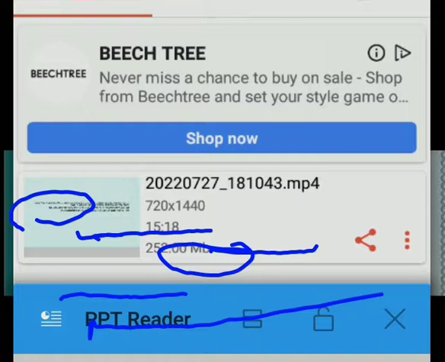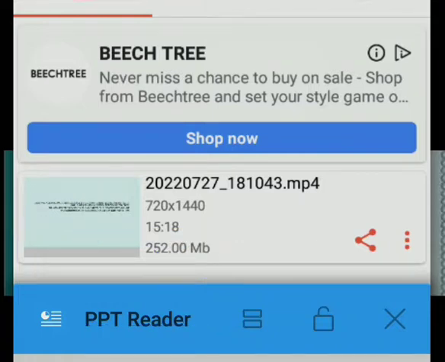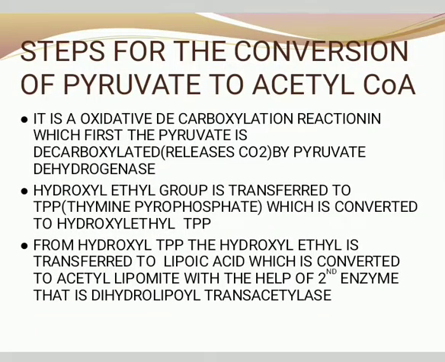So you can see that it is an oxidative decarboxylation reaction in which the pyruvate is decarboxylated and it is converted into the 2 carbon compound. Hydroxyethyl group is transferred to the TPP, which is converted to the hydroxyethyl TPP. From hydroxyethyl TPP, hydroxyethyl is transferred to another coenzyme. That means first of all the enzyme pyruvate dehydrogenase is used, then coenzyme TPP used, then coenzyme lipoic acid is used, and then the enzyme dihydrolipoyl transacetylase is used.